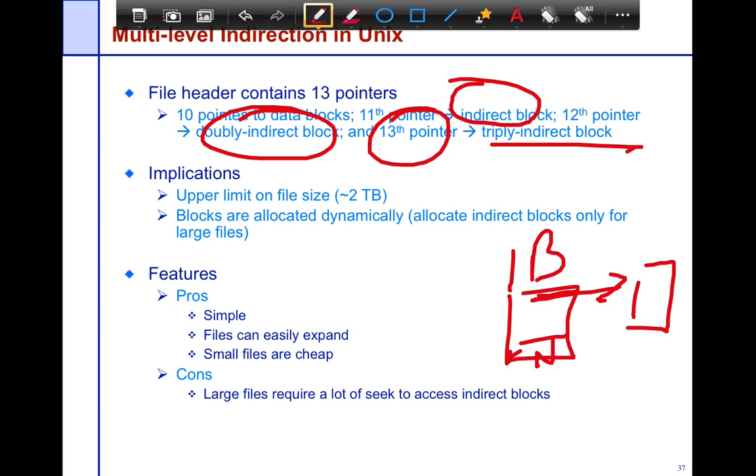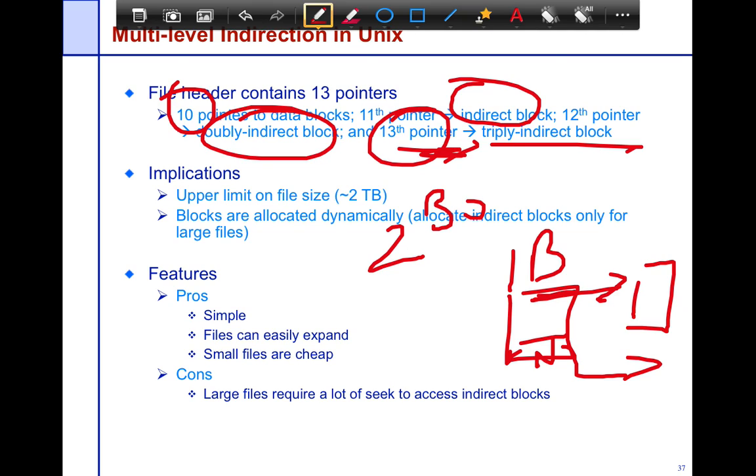If you have a file that's 11 blocks, then you need one level of indirection, okay? And so the upper limit on the file size is how deep you can go with the hierarchy and how many pointers you have per index block. And if you do the math, if you have a 3-level hierarchy like a triply indirect block, and each one of these blocks contains 10 pointers, then that's 2 to the 30, approximately 2 terabytes. So the features are that it's simple, files can easily expand, and small files are cheap.